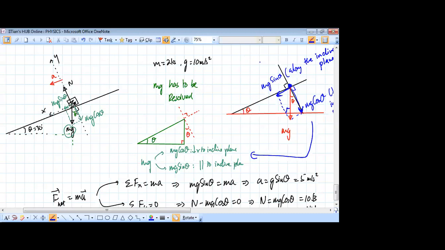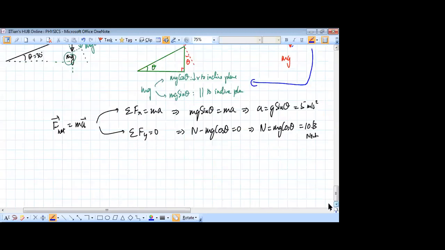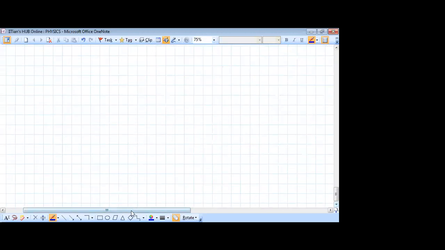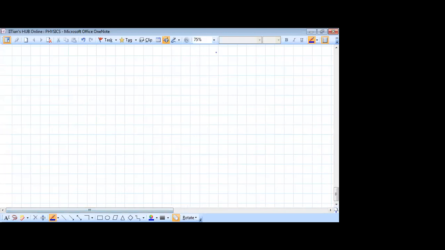This is the same thing. I just repeated this because it's very important. Okay. Now let's come to a final problem related to normal reaction, and then we will very soon come to the exercise problems.